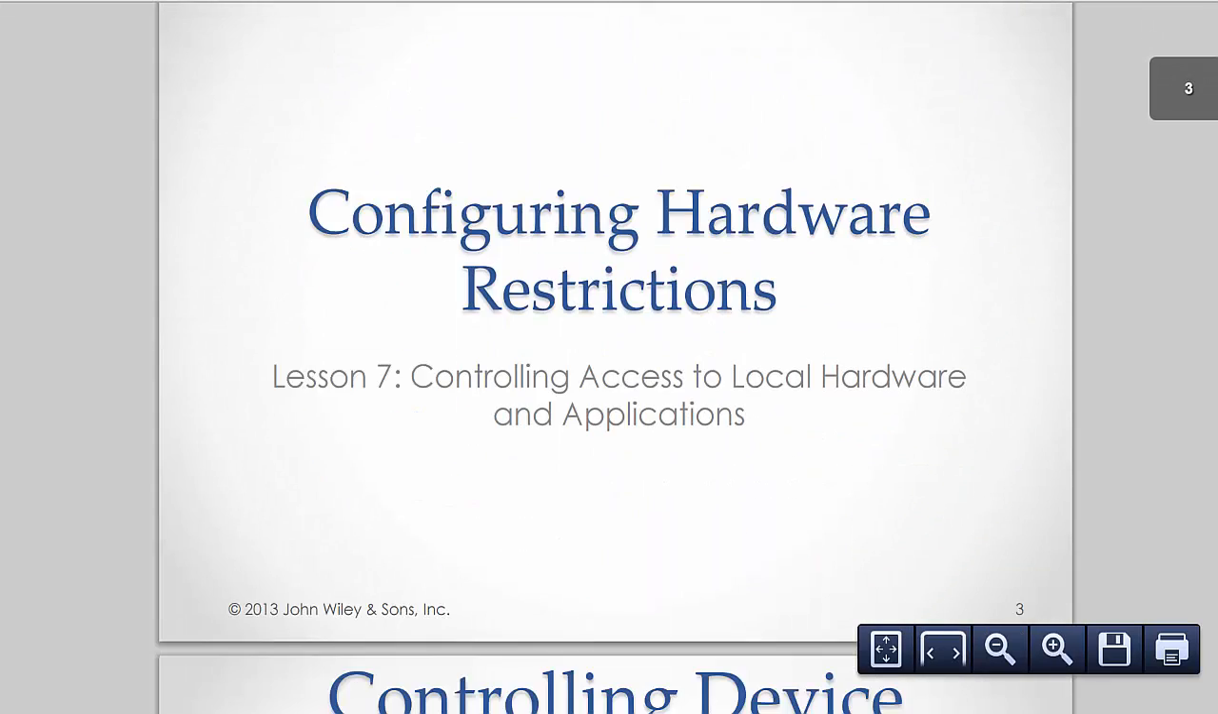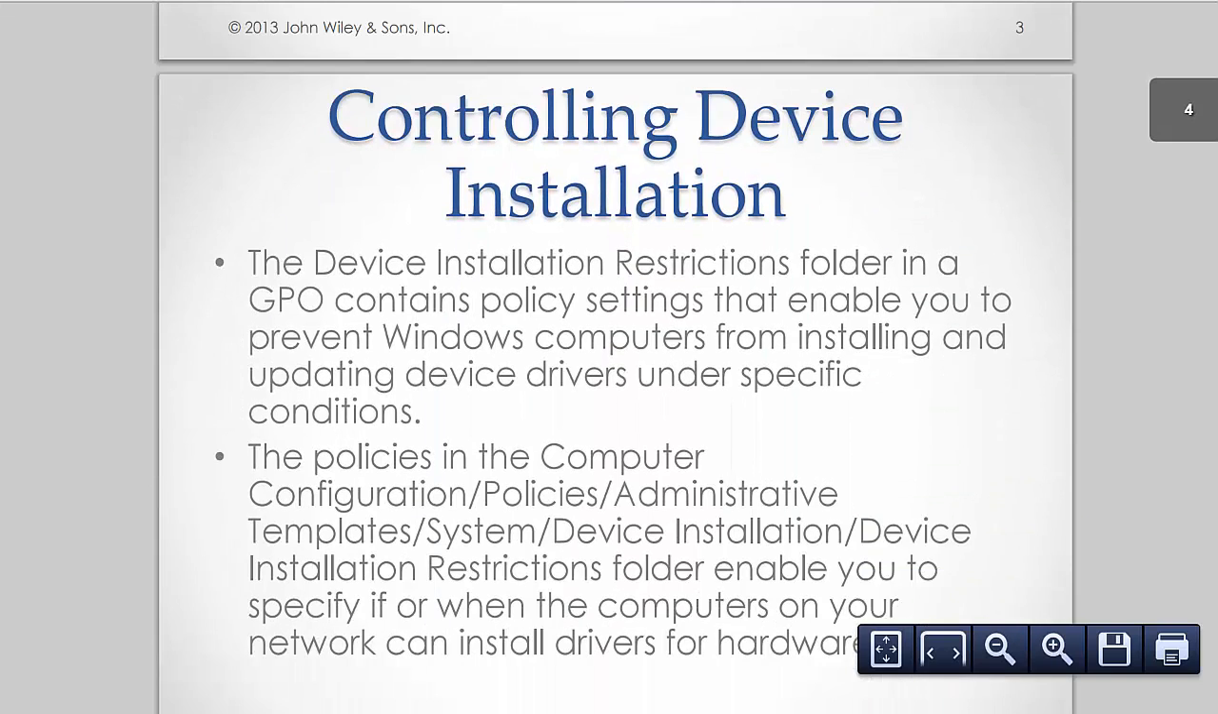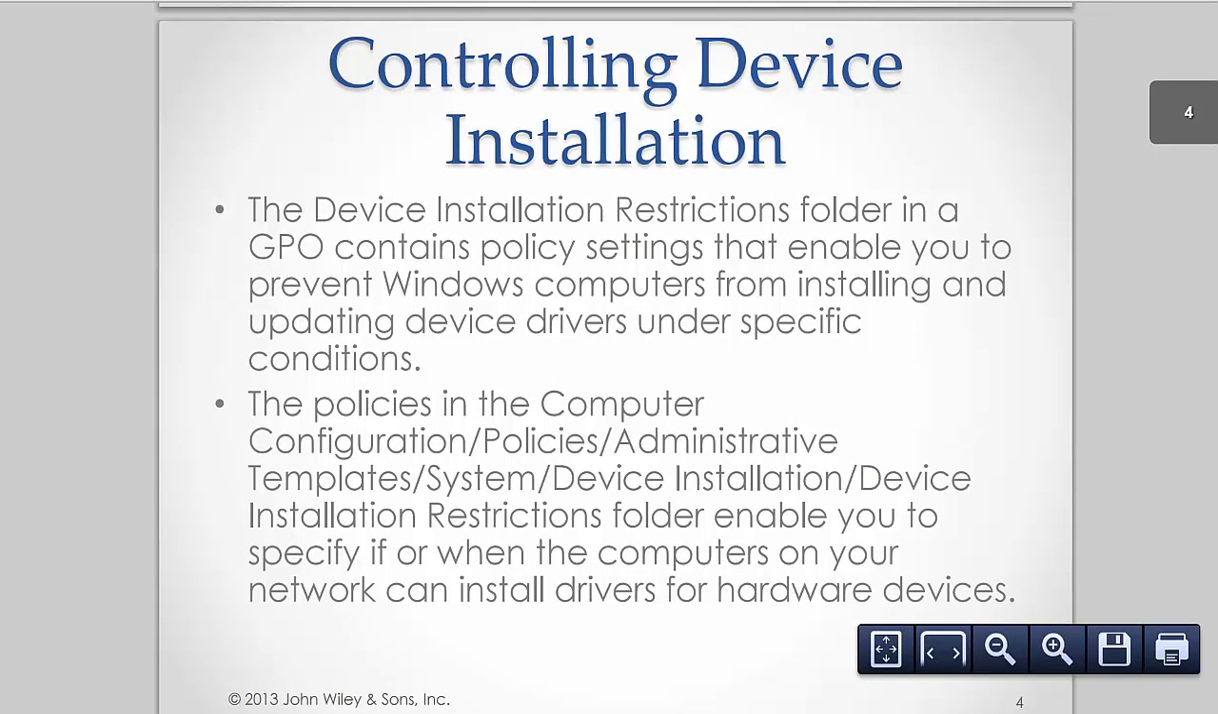So we'll go ahead and just jump into configuring hardware restrictions. So device installation. Again, because we're focusing not just on the local computer, but on an enterprise, we would do this through GPO, through group policy objects, and through the ability essentially to use group policy to define what users can and cannot install. So you can see here, they give you the path configuration policy.